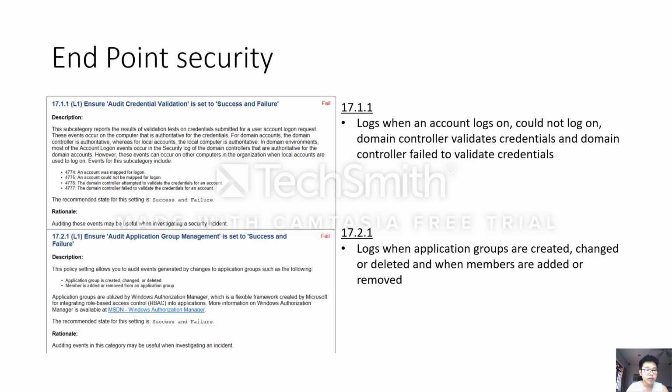It is important to log attempts to log onto the company system as it will assist when investigating a security incident. Next, 17.2.1, ensure audit application group management is set to success and failure. This logs when application groups are created, changed, deleted, or when new members are added or removed. Again, these auditing events in this category may be useful when investigating an incident.